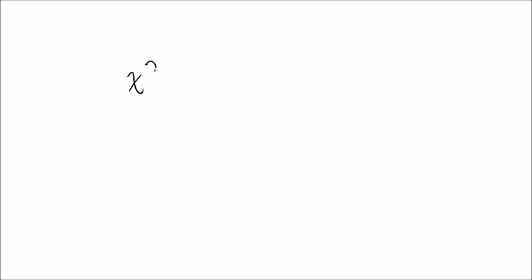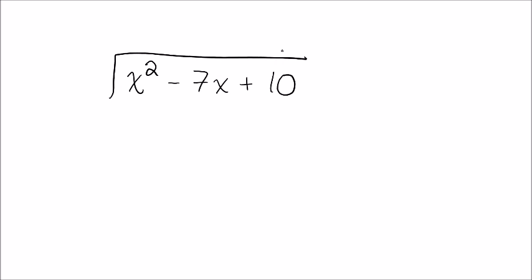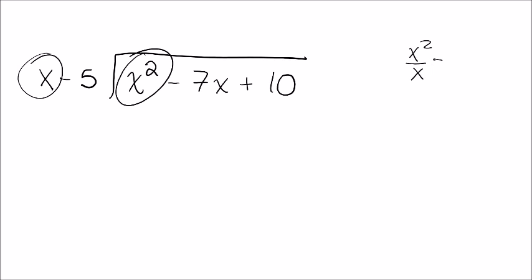Let's say we had x squared minus 7x plus 10, and I'm going to go ahead and divide that by x minus 5 in this case. The way that polynomial long division works is very similar to regular long division. What you're going to want to do is take the first term and divide it by the first term outside. So we're going to have x squared divided by x, and that's going to leave us with x. So I take that and I'm going to write that above my line here.